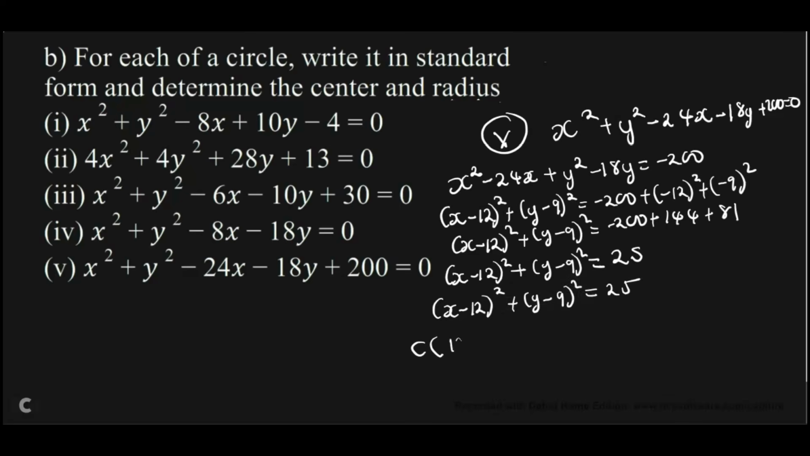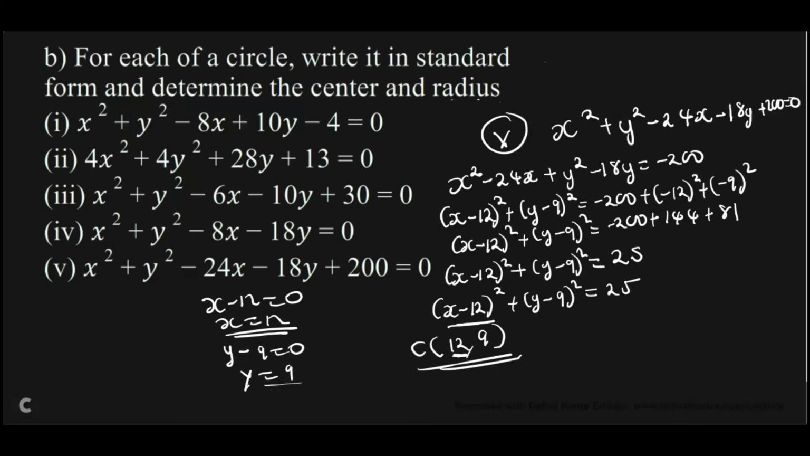The center is what? 12 there and what? 9. We do the same thing, which is x minus 12 equal to 0. We have gotten this part equal to 0. X is equal to what? 12. So in the x-axis is 12. That's why it is like that. Then how about in the y-axis? That is equal to 0 again, which is y equal to 9. So that's why you are seeing what? Positive 9 there, right?